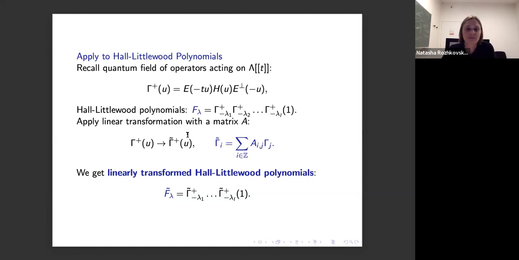And we do this operation which we just introduced. We take these coefficients of gamma plus of u and transform them by matrix A. And as a result, by the general procedure, we get here some new symmetric polynomials, which will also depend on parameter t.